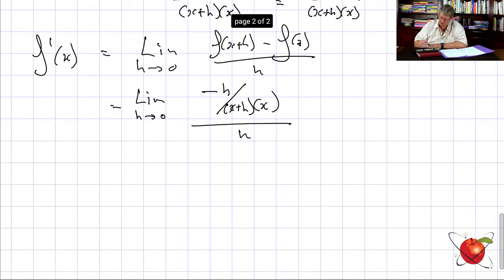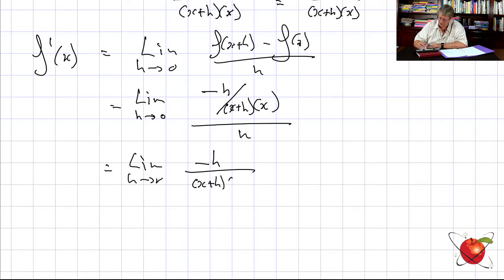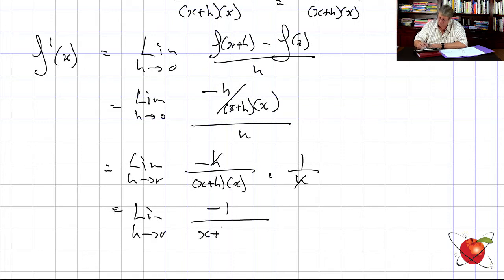Here's the next little trick, obviously. This is the limit as h tends to 0 of minus h over x plus h times x, multiplied by 1 over h. Same thing, isn't it? Have a look. We're getting a cancel here, which is then the limit as h tends to 0 of minus 1 over x plus h times x.